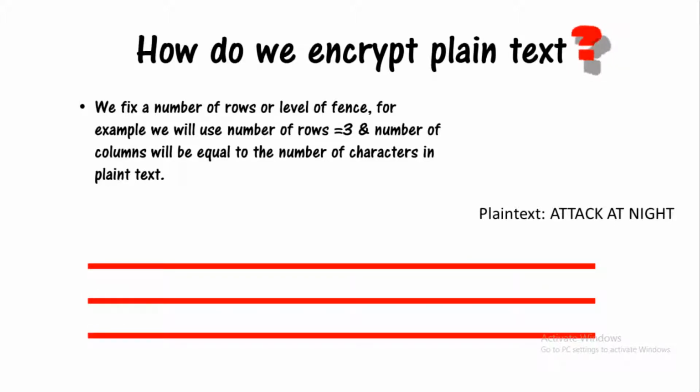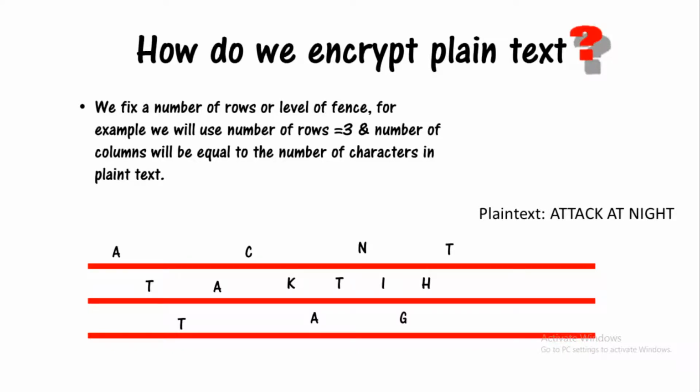Now let's write down our plain text diagonally from the top left corner till we reach the lowermost level. So it will look like this: A, T, T. Now we have reached the lowermost level, so we move upwards: A, C. We have reached the uppermost level. Now we go downwards: K, A, T, N, I, G, H, T. So it goes in a zigzag fashion.